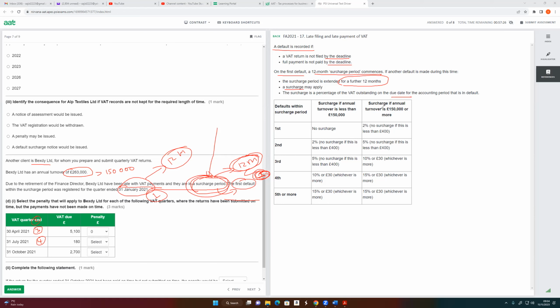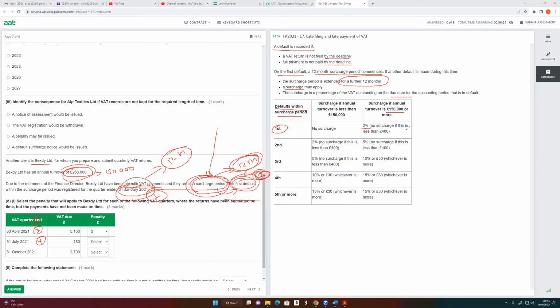Now let's look at the table. We have default within the surcharge period. So when you have a surcharge, remember that we only have the surcharge when we already missed one deadline. So within this period, 31st of January, that's my first default registered. So that's my first. And my turnover is more than 150,000 because it's 263,000. So I have 2%.